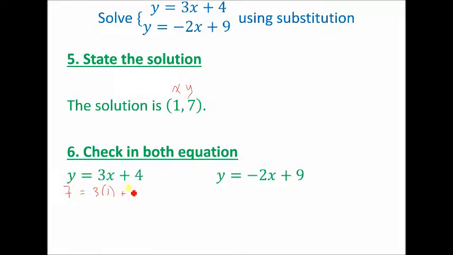and 1 in for x, I get that 7 is equal to 7 for equation A, so that one's all good. If I put 7 in for y and 1 in for x in equation B, I also get 7 is equal to 7. So that did work. If those two values weren't equal at the end, then something has gone wrong. So that's how I can solve using substitution.